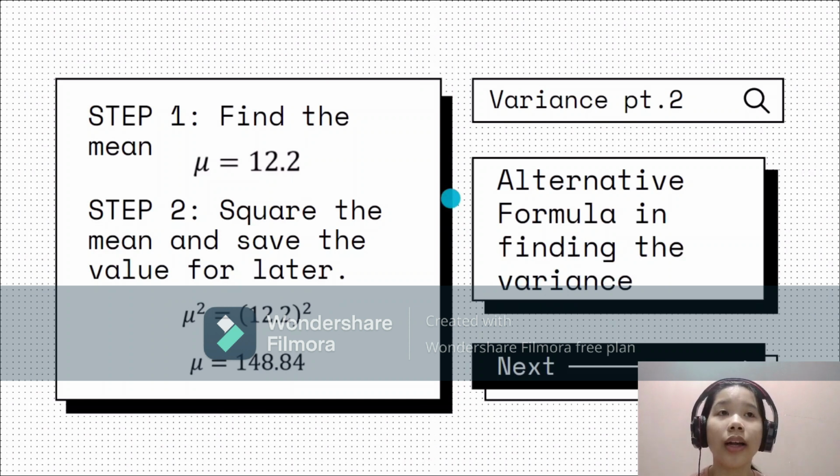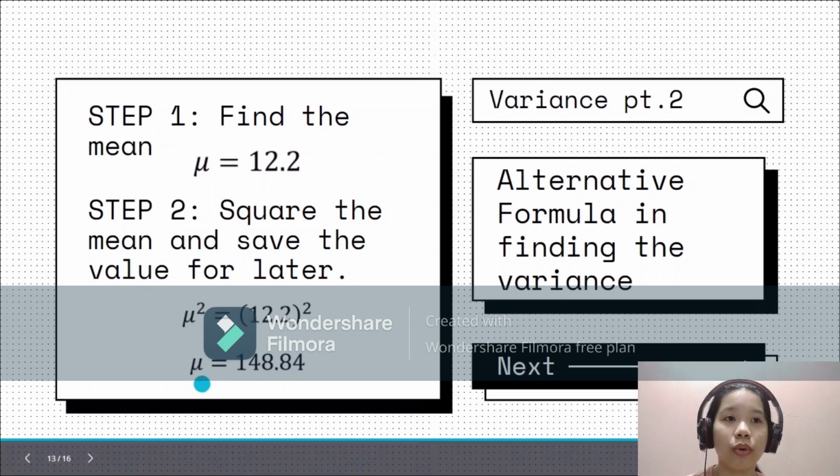So, step 1 is to find the mean. We're done in getting that because it's always the first step in solving a situation. So, mean is equal to 12.2. Step 2 is to square the mean and save the value for later. So, squared mean is equal to 12.2 squared, which is 148.84. So we're just going to save that value for later.